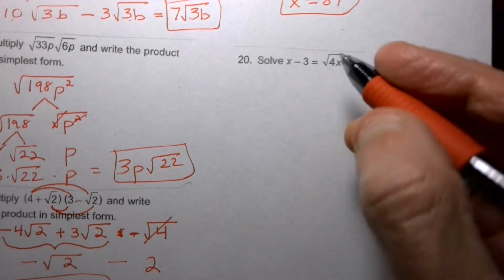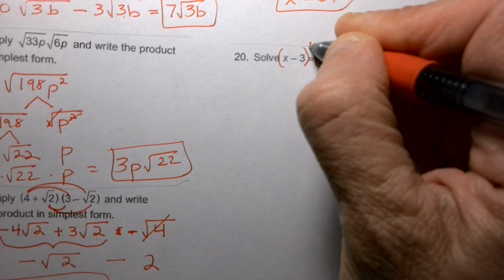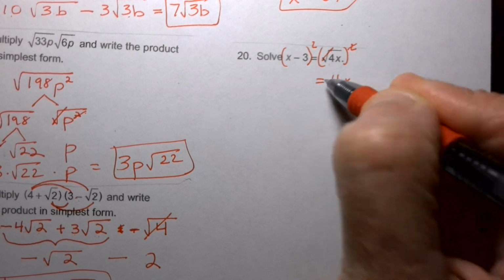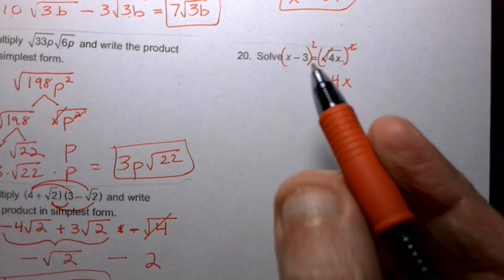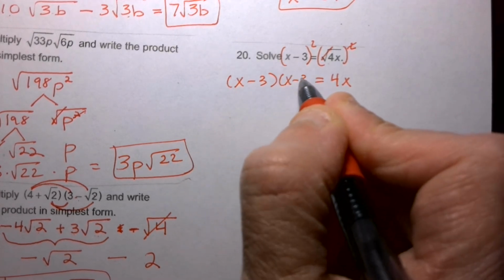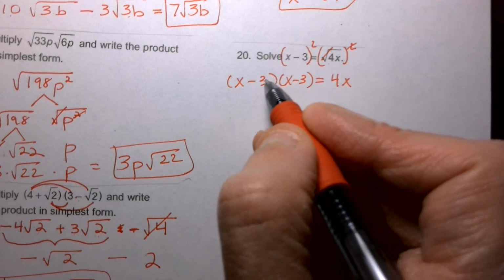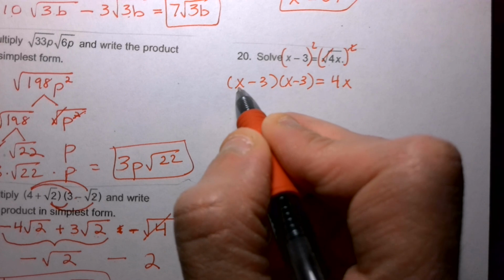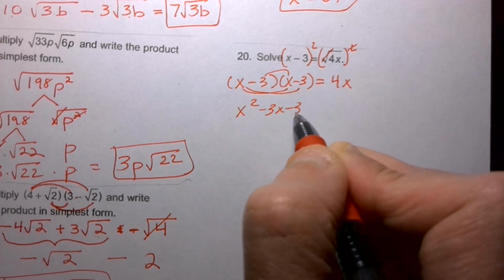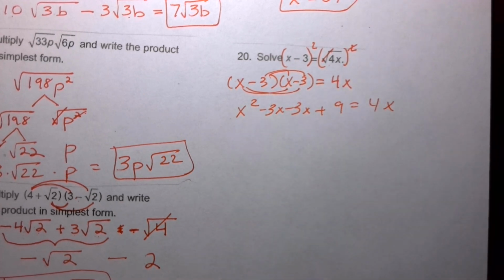All right, so the square root's alone, so we got to get rid of that first. So we are squaring the whole thing on both sides. So it's fine and dandy here. I just get a 4x. But do you see what happens here? X minus 3 squared, remember, is x minus 3 times x minus 3. So we got to FOIL this out. Get an x squared minus 3x minus 3x plus 9 equals 4x.